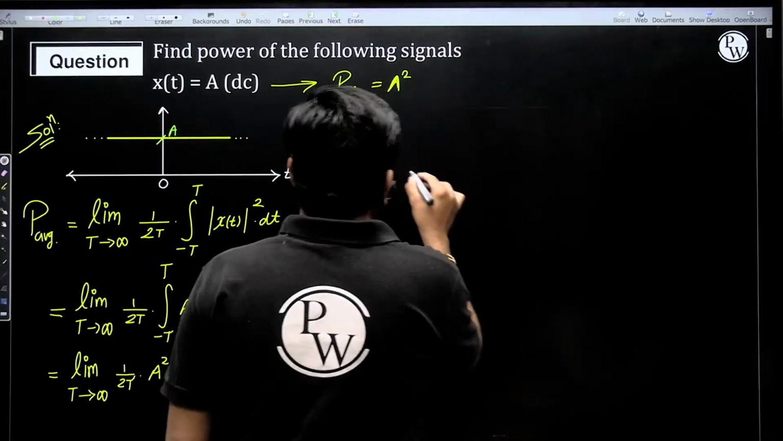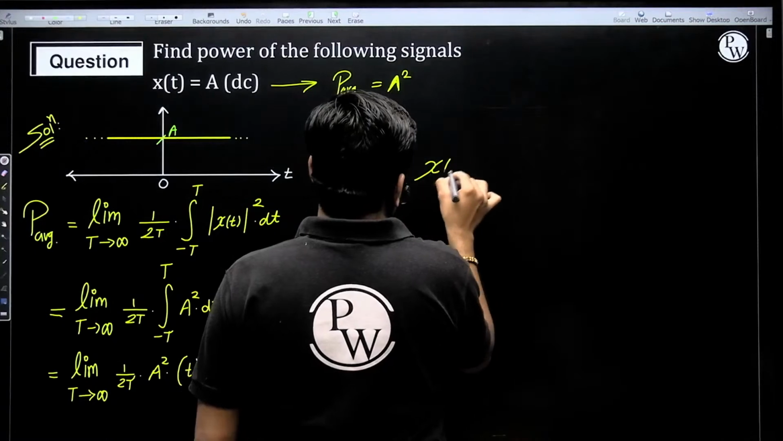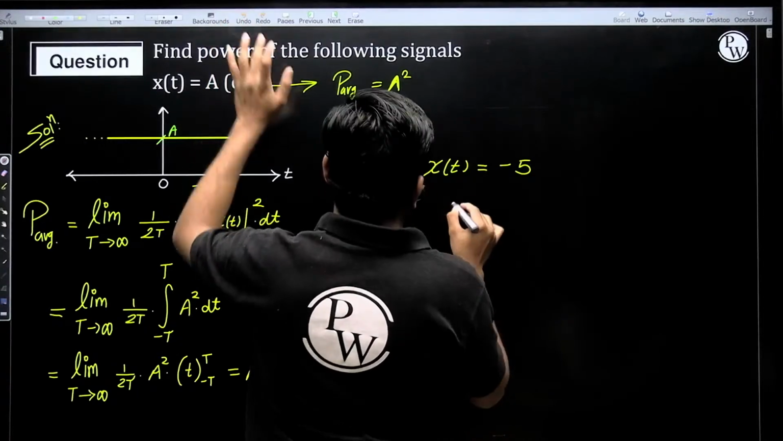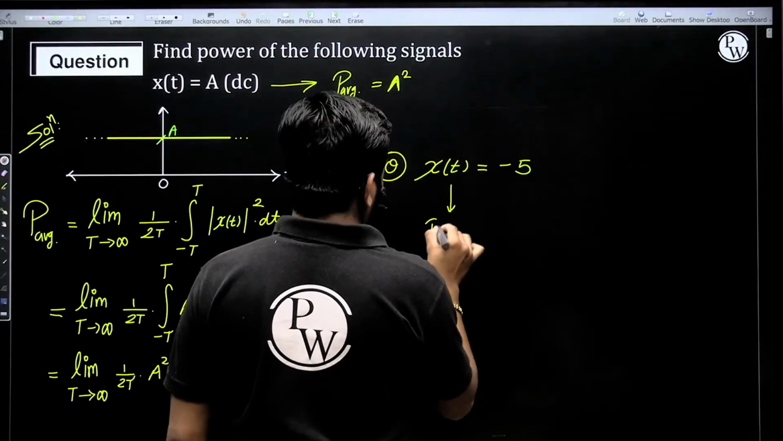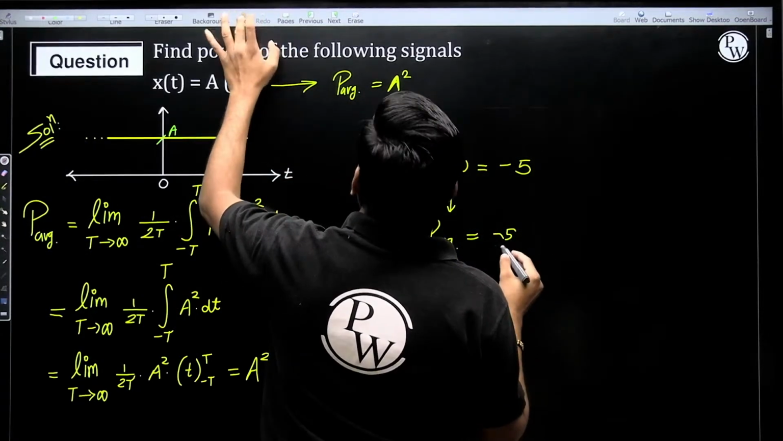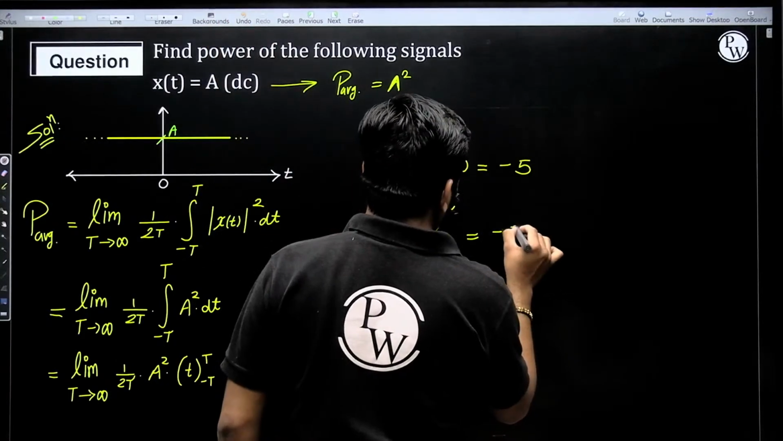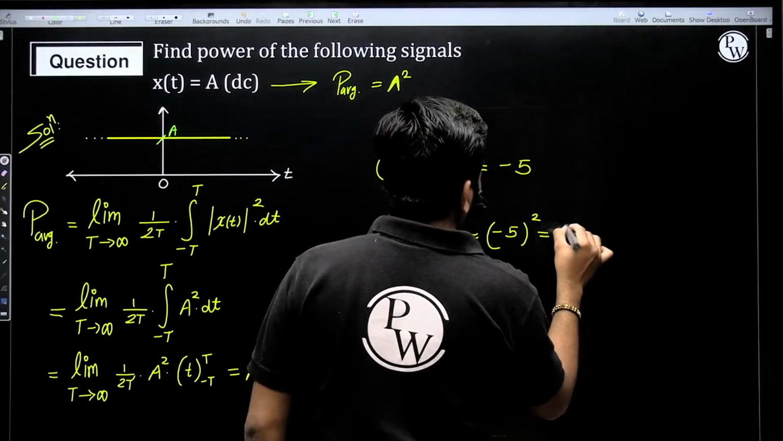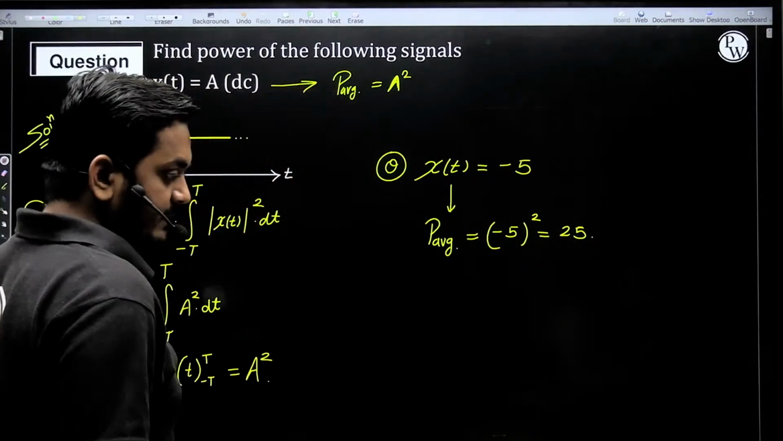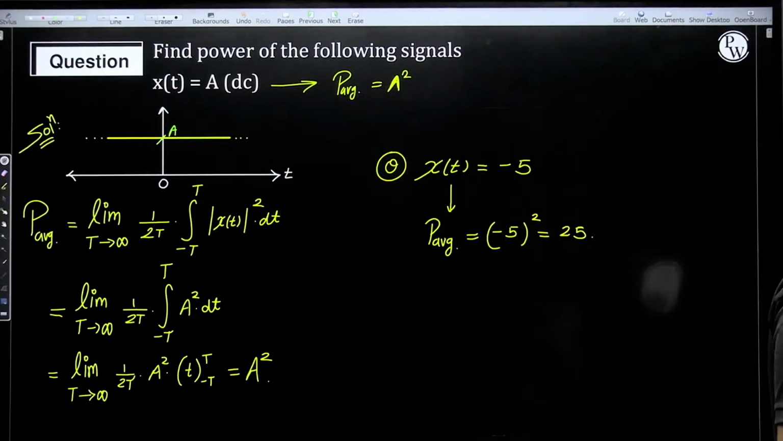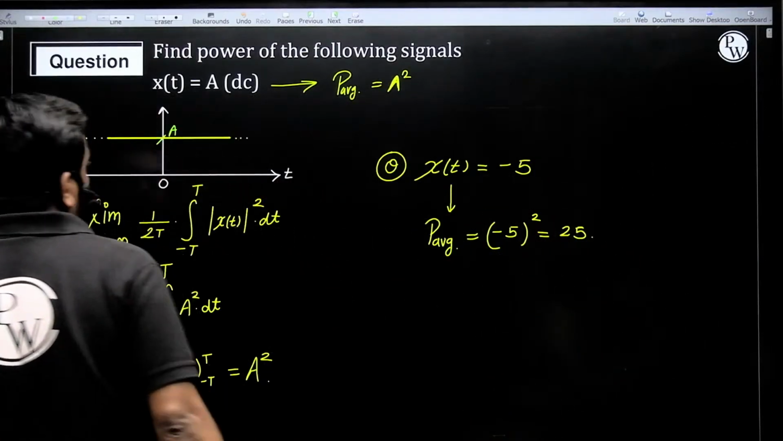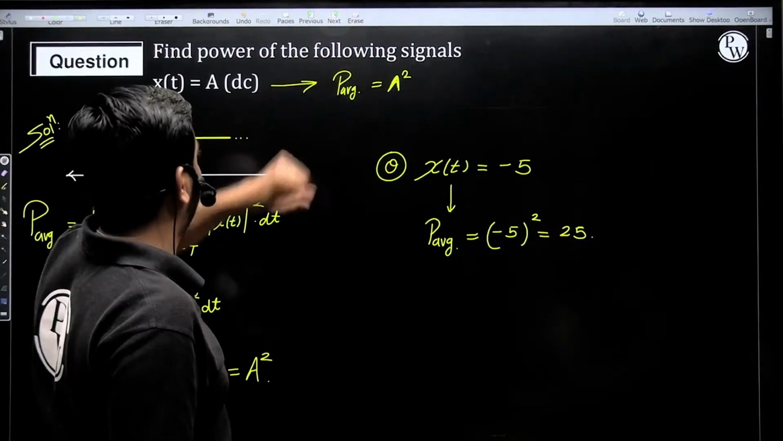Suppose x of t is equal to minus 5, then what is its average power? Average power is nothing but minus 5 squared, which is nothing but 25 watt. Done. Average power is 25. So power of DC is nothing but the square of that DC value.